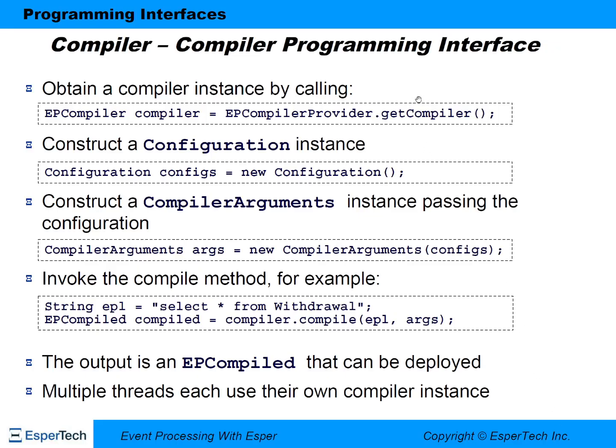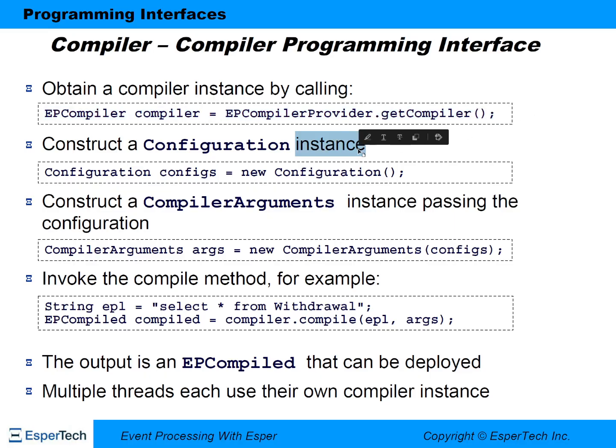The topic of this slide is the compiler programming interface. The first step is to obtain a compiler instance by calling the getCompiler method of EPCompilerProvider. The code snippet is EPCompiler compiler = EPCompilerProvider.getCompiler().